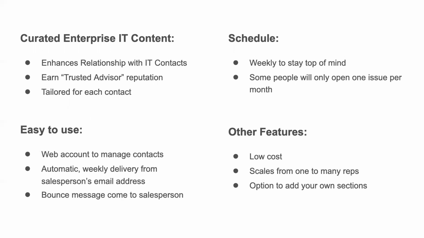The news is divided into logical sections, and each subscriber can choose which sections are included so they can keep receiving just the news that they're most interested in. The scheduling is automatic, it's weekly, and it allows you to stay top of mind. On average, you shouldn't expect people to open much more than one or two issues per month. However, being in front of your key contacts once or twice a month is a pretty nice thing to have.